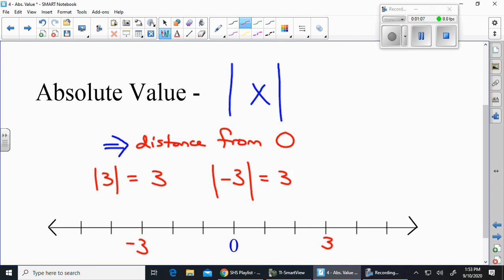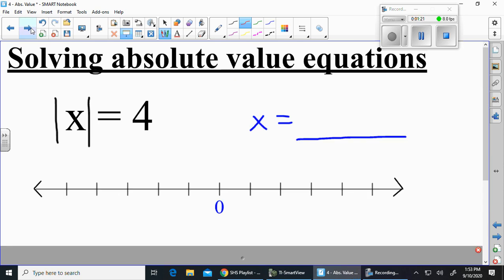You don't want to be like, oh, it's always positive. What you want to remember is it's the distance from 0. And you always do what's inside those bars. So where this comes up with an equation. So if I said to you, solve this equation, the absolute value of x is equal to 4.